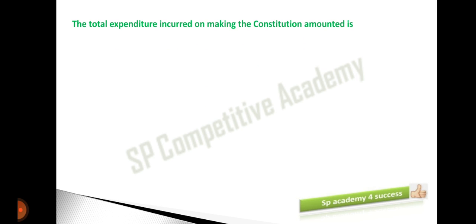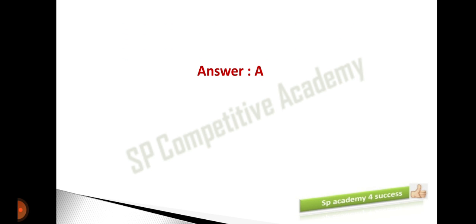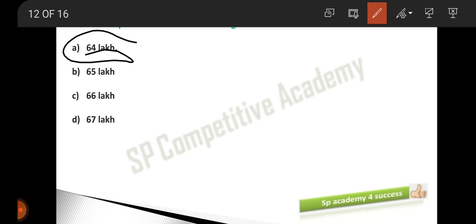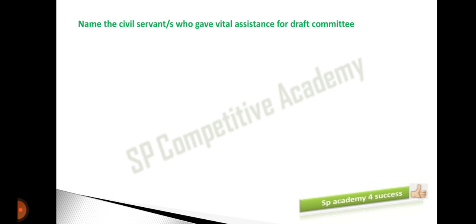The total expenditure incurred on the making of the constitution amounted is. So it looks funny for you, but this was given in one of the state PSC exams. How much amount they have spent in the making of the constitution? This is the question here, right? So the options are 64 lakhs, 65 lakhs, 66 lakhs and 67 lakhs. This is the approximate amount actually. So the answer for this is 64 lakhs. So in order to prepare this constitution in those days, they have spent 64 lakhs of rupees. So this question was actually given in PCS exam.